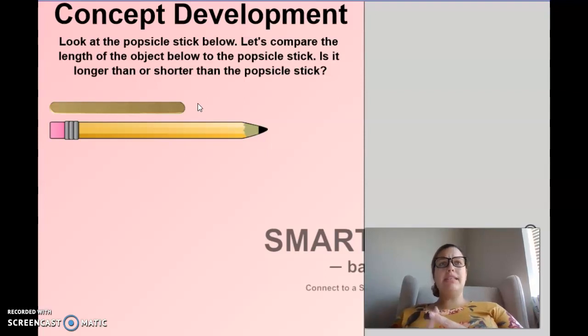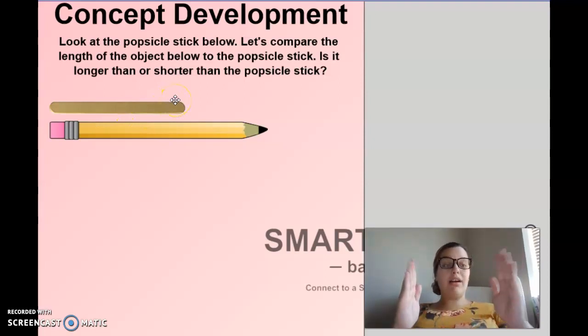How else could we say something similar to that? We just said the pencil is longer than the popsicle stick. What else could we say about this picture? The popsicle stick is shorter or longer than the pencil? Shorter. Very good.